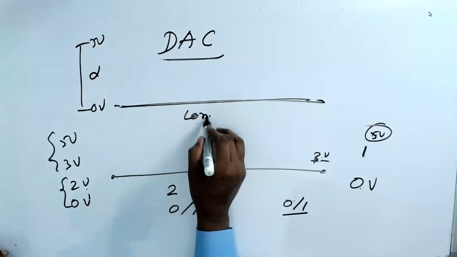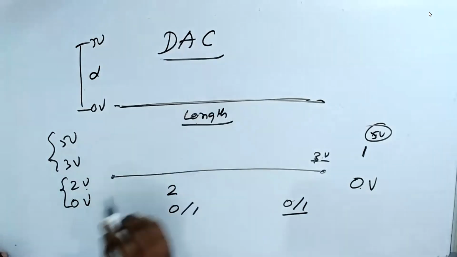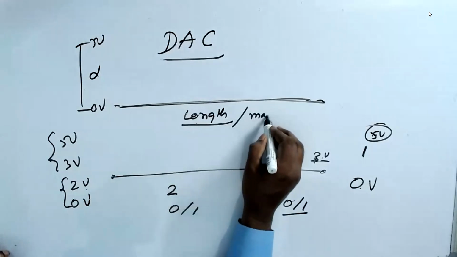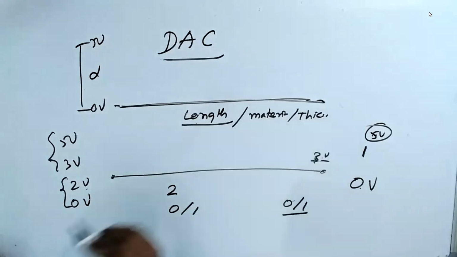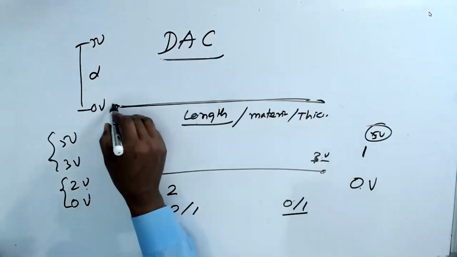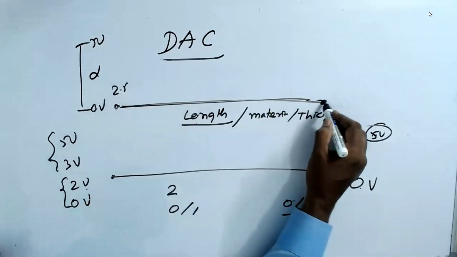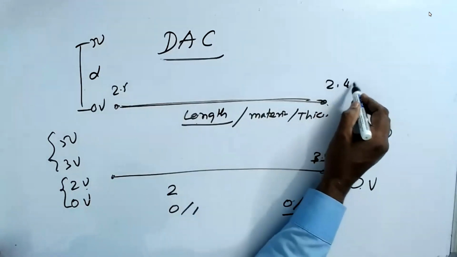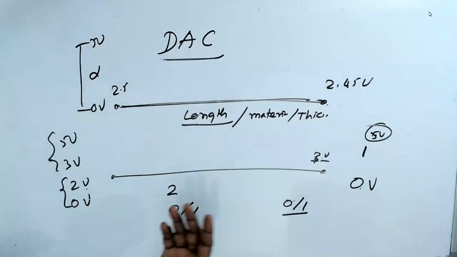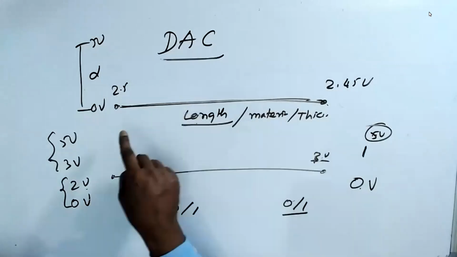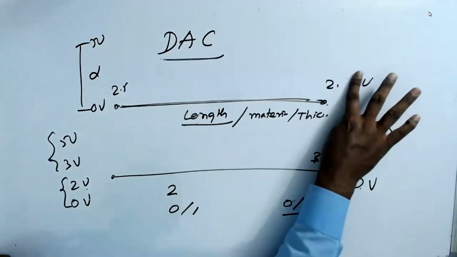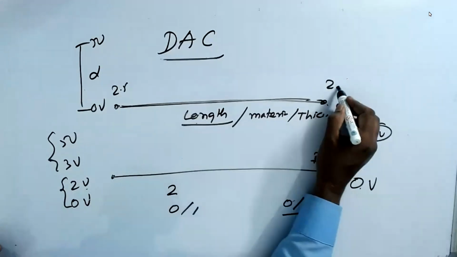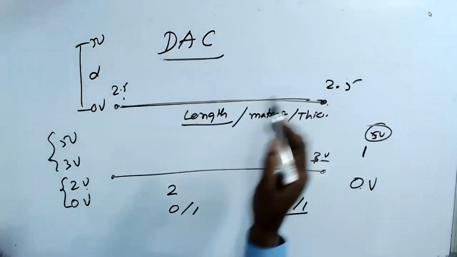Based on the length, the material, and the thickness, the analog signal will lose voltage. If I send 2.5 volt, this guy may be receiving 2.45 volt. But you don't know; the problem is you don't know. That depends on the wire. So if I have to transmit 2.5 volt, I transmit 2.5, and that guy has to receive 2.5.